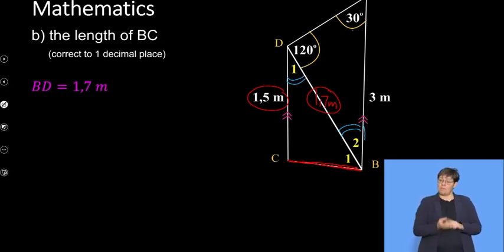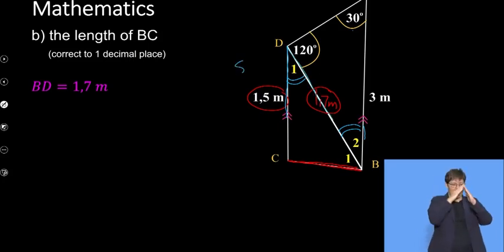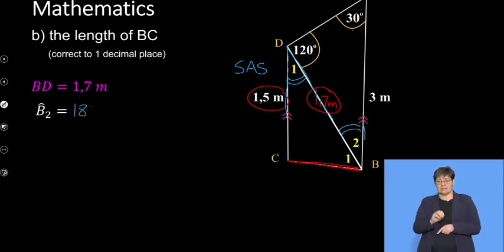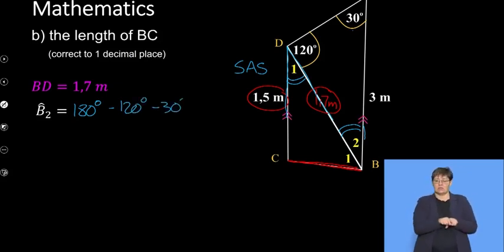And once we've found D1, we have a lovely V pattern here. We've got a side, an angle, and a side, which will allow us to use the cos rule in this triangle. So let's go and write that down. Because we know that BD is 1,7, we're going to first find B2. And B2 will be 180 degrees minus 120 degrees minus 30 degrees, which is going to give us 30 degrees.